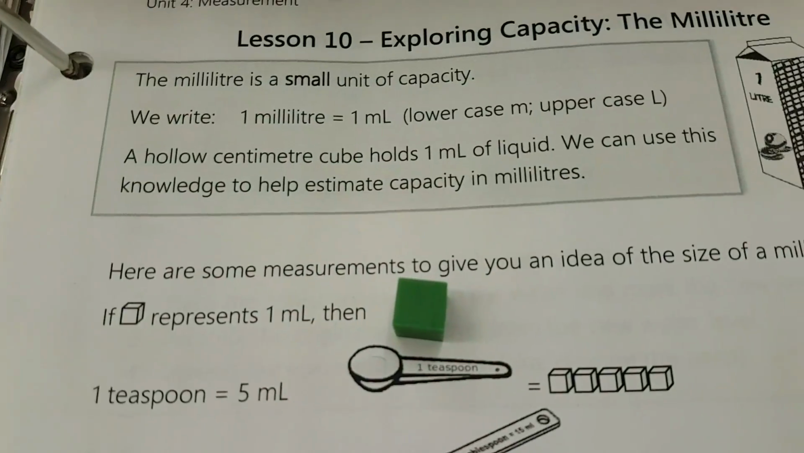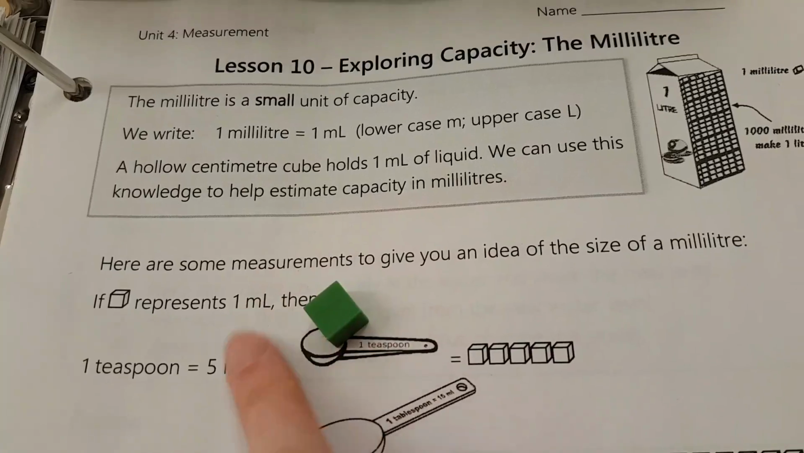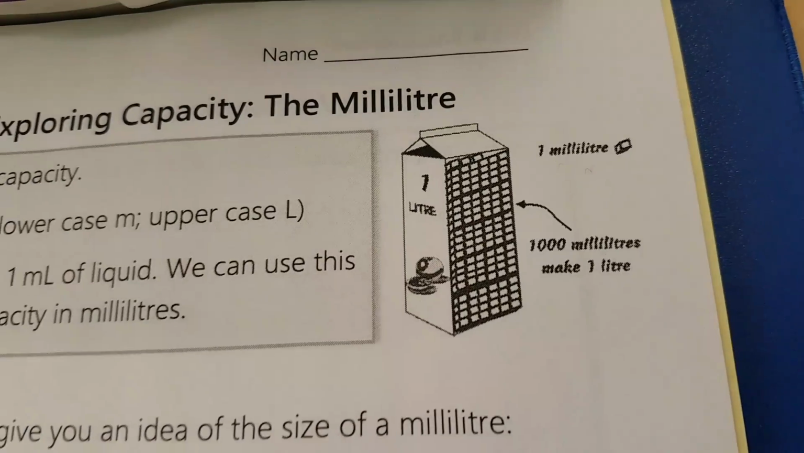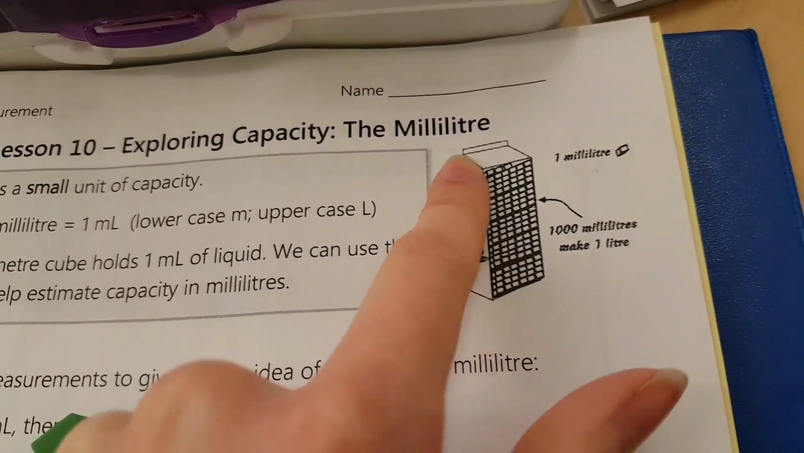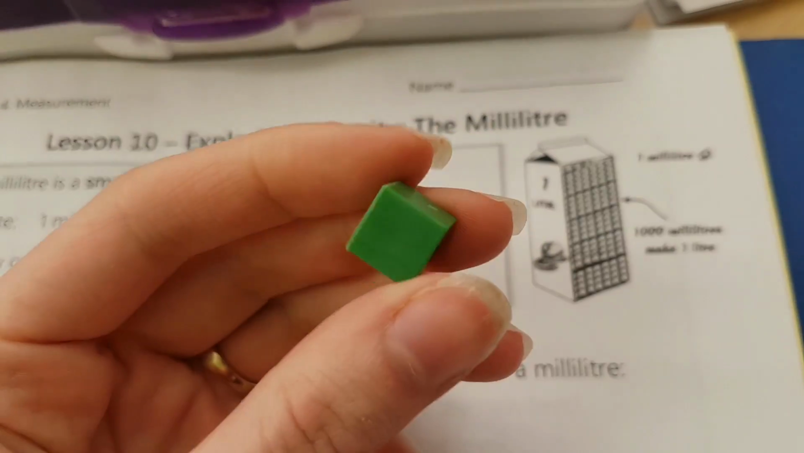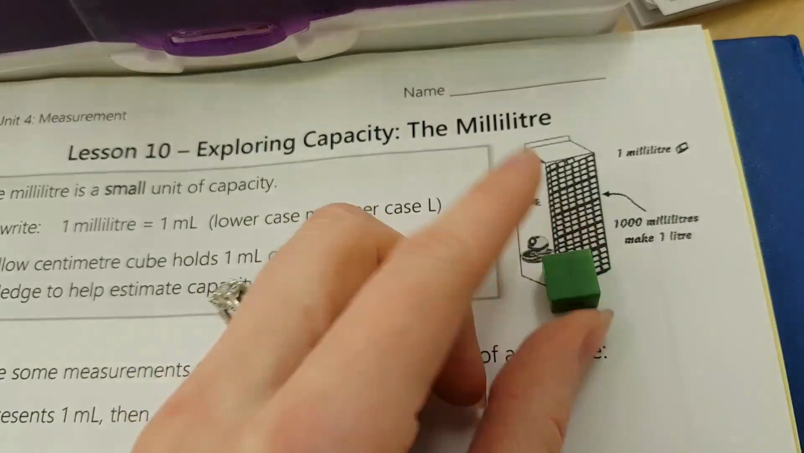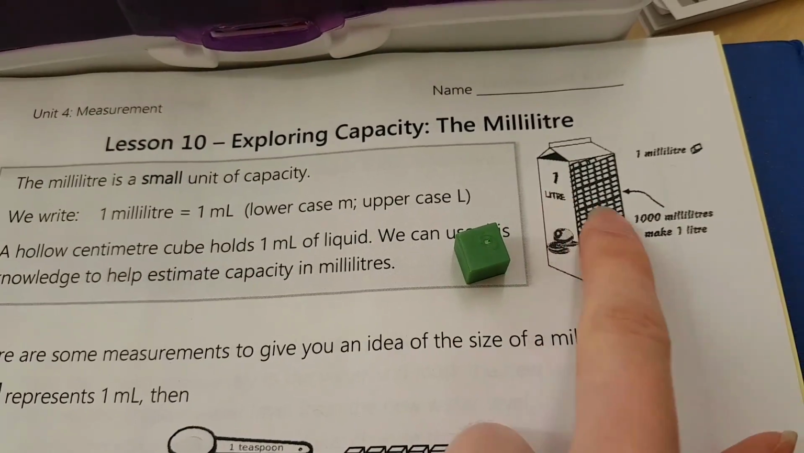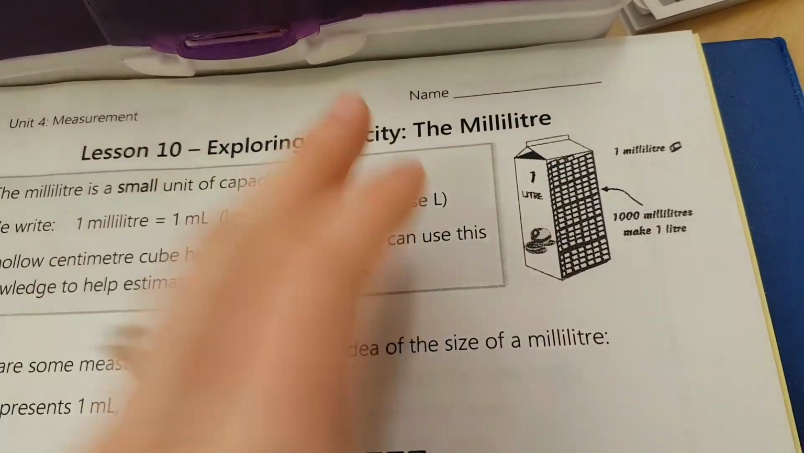Okay, and then so we can use this knowledge to help us estimate capacity in milliliters. So just another diagram here. Just imagine a 1 liter jug or carton of milk, and then if you were to fill it with these cubes, you could actually fit 1,000 of them into that jug. Okay, because 1,000 milliliters is equal to 1 liter.